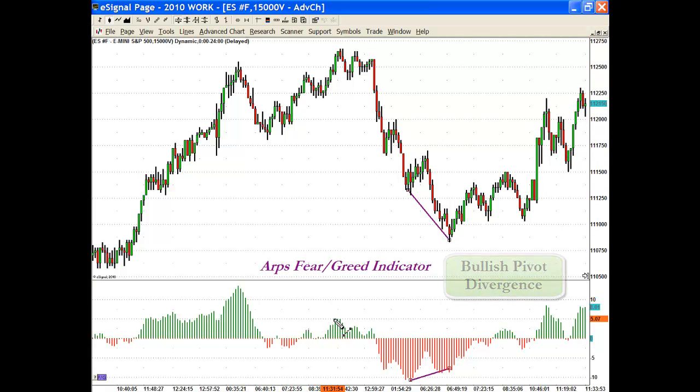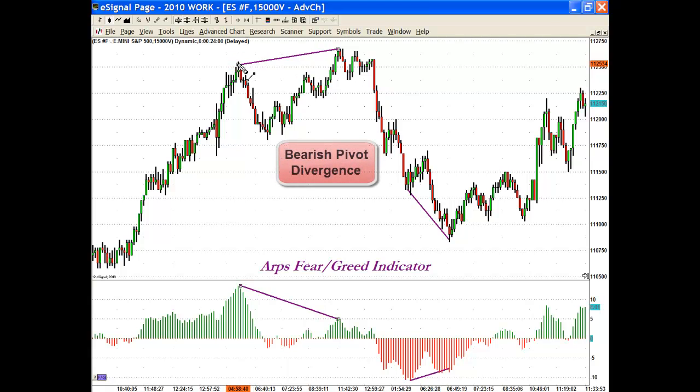Conversely, if a Radar1 peak is lower than a previous Radar1 peak, while the price corresponding to the most recent Radar1 peak is higher than the price corresponding to the previous Radar1 peak, then a bearish divergence has occurred and prices are likely to turn to the downside.